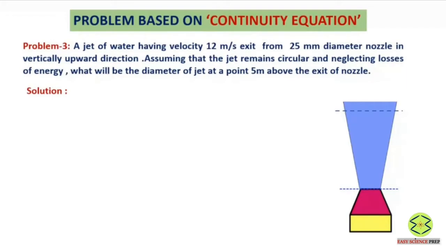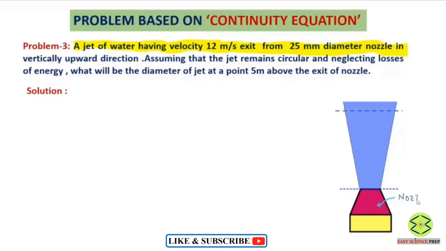Today we shall solve a problem based on the continuity equation. So let me write down the problem here. So we have a problem as shown here. Let's read the question. A jet of water having velocity 12 meters per second exits from the diameter nozzle. So this is a nozzle, you can see. Water exits from this nozzle with speed 12 meters per second as given in the question.